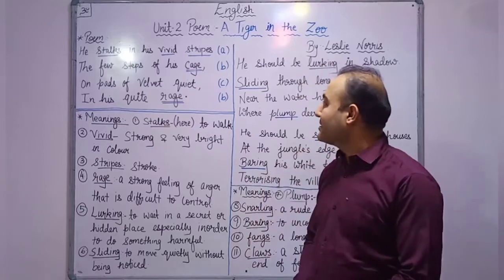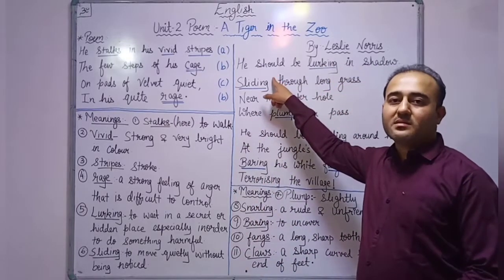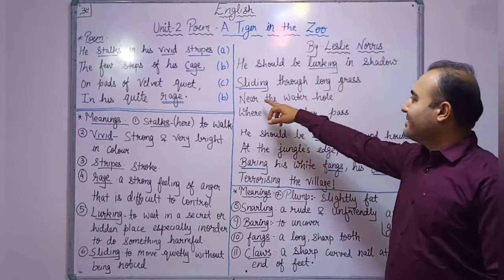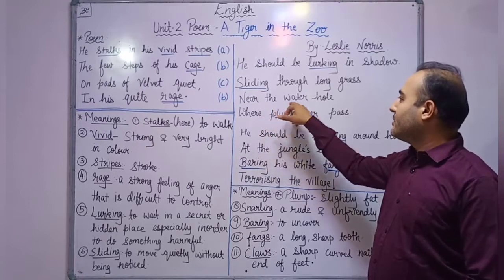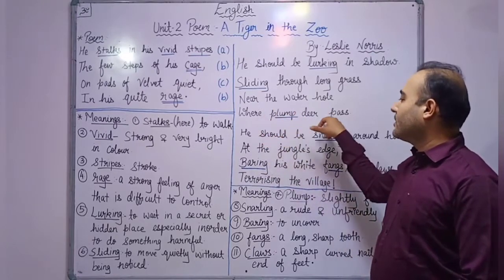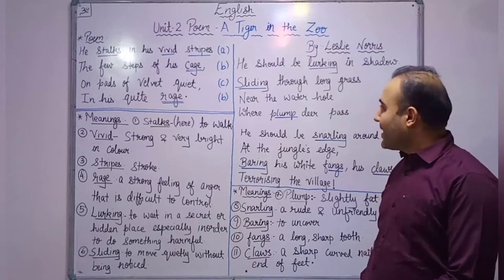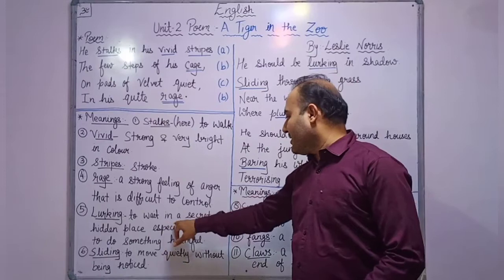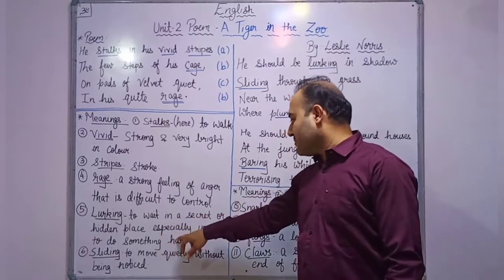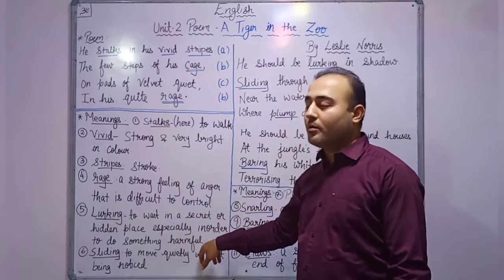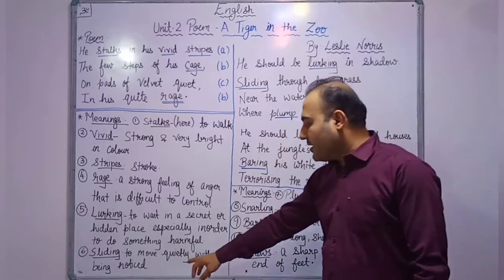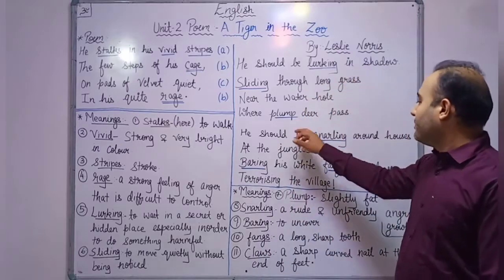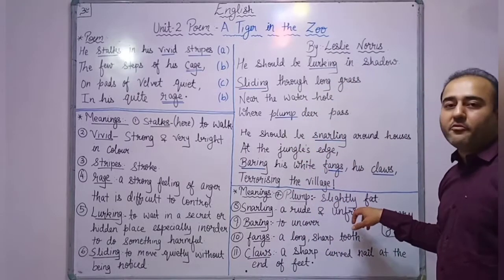So now let me discuss the second paragraph or stanza. He should be lurking in shadow, sliding through long grass near the water hole where plump deer pass. So in this paragraph, the important words are lurking. Lurking means to wait in a secret or hidden place, especially in order to do something harmful. Sliding. Sliding means to move quietly without being noticed. Plump. Plump means slightly fat.